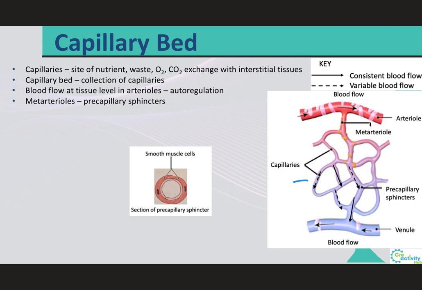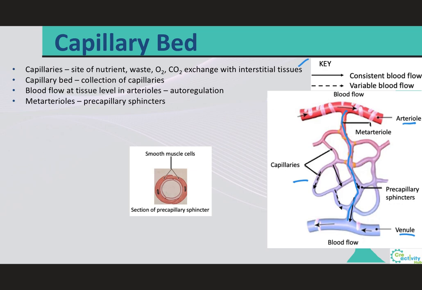Now, capillaries are the site of nutrient, waste, oxygen, and carbon dioxide exchange with the interstitial tissues. And we have here an arteriole, and this arteriole will give rise to dozens of capillaries, which will then empty into several venules, and blood will flow from the arterioles to the venules at a constant rate. But the blood flow within the capillary bed will vary considerably, like I mentioned earlier.